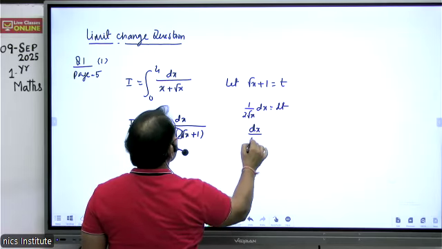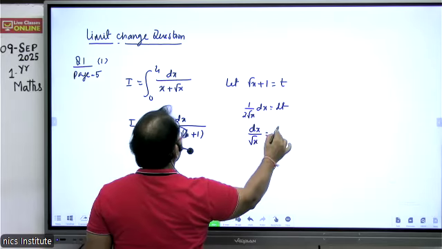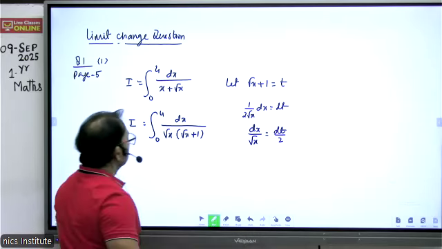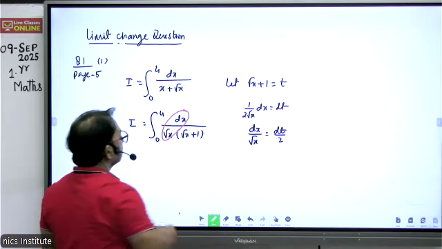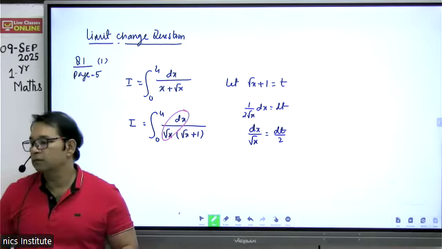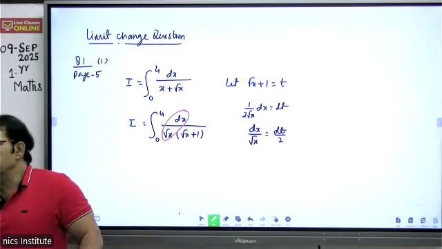Then you have dx by root x with you. And this is dt by 2. So once you do the substitution, this becomes dt by 2 and root x plus 1 becomes t.